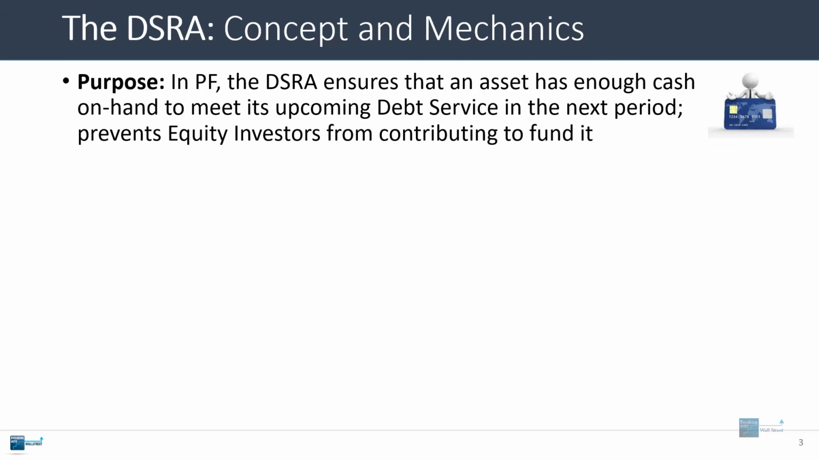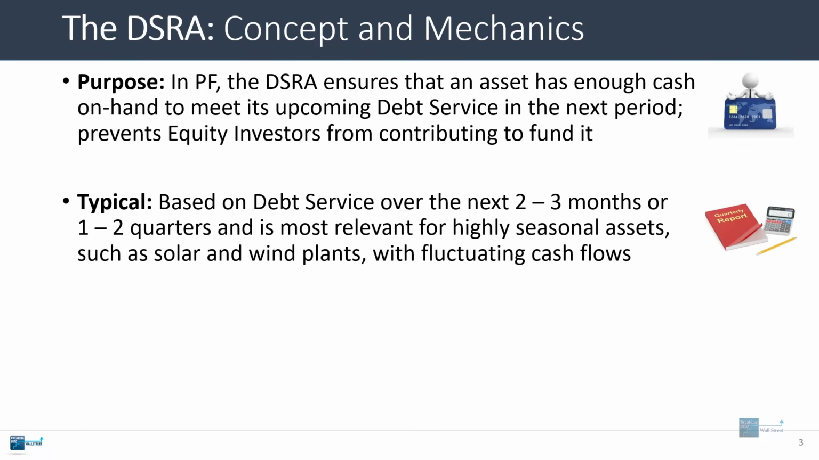In project finance, the debt service reserve account ensures that an asset has enough cash on hand to meet its upcoming debt service in the next period. Essentially, the DSRA prevents equity investors from contributing capital to fund the upcoming debt service if the asset has some type of cash shortfall. Normally, the debt service here is based on something that is months or quarters into the future, and so it's really the most relevant for very seasonal assets like solar and wind plants.